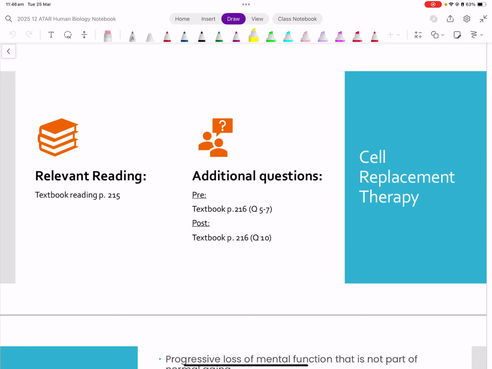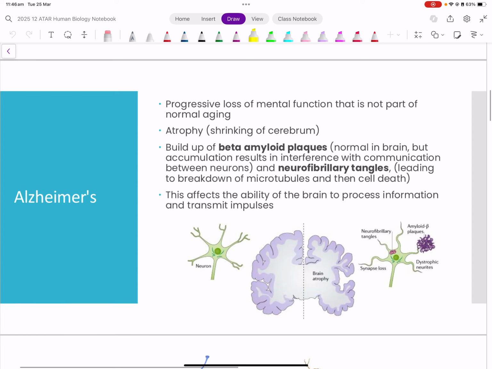In this lesson, we're going to start with our first of three different forms of biotechnology that we look at in the Year 12 ATAR course. So this one being today, cell replacement therapy. To start us off, let's talk about some of the diseases that we can use cell replacement therapy to treat the symptoms of. So Alzheimer's disease.